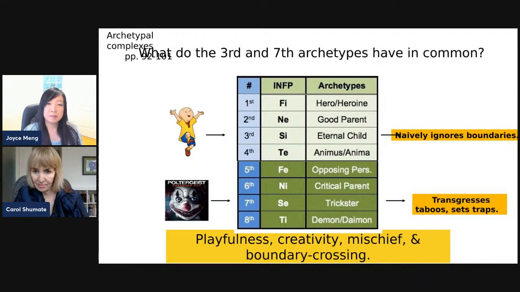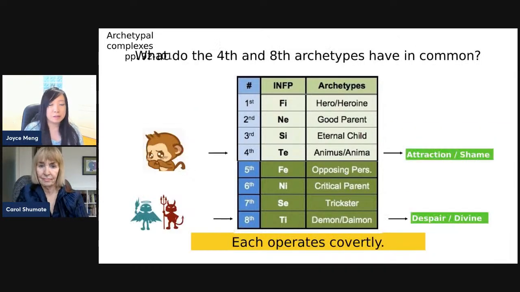The third and seventh: it's hard to see what the eternal child has in common with the trickster, but they are both creative and rather playful and transgressive. And there's a spirit of mischief around them.